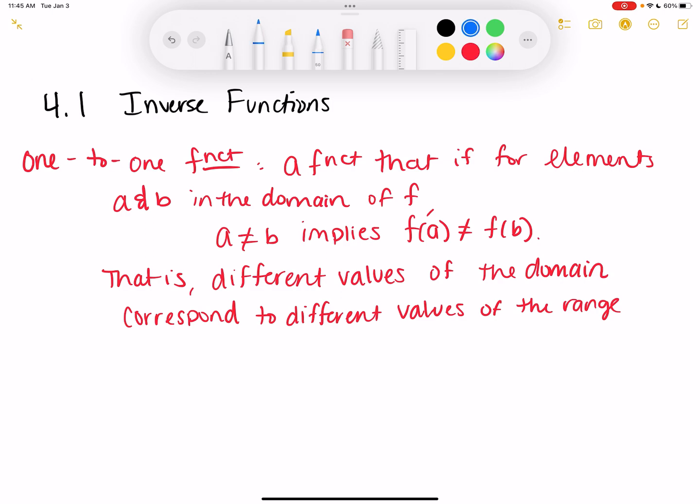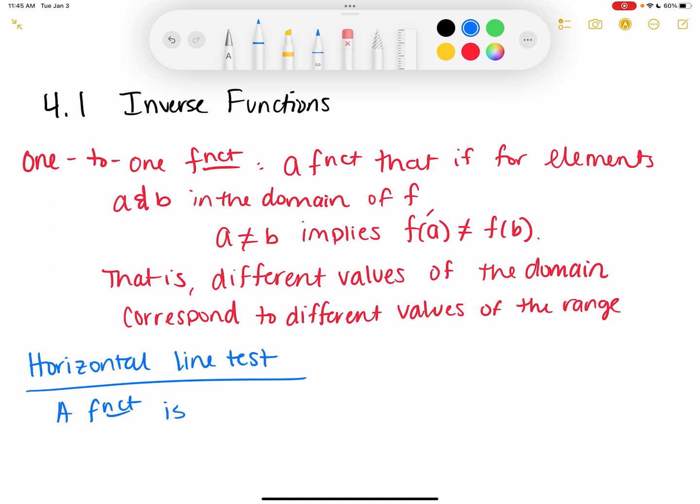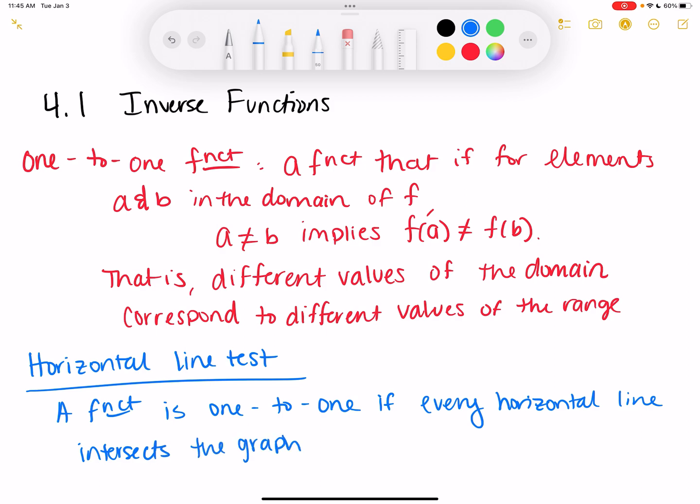To test this, we have a horizontal line test. Just similar to the vertical line test, it says that a function is one-to-one if every horizontal line intersects the graph of the function at most once.